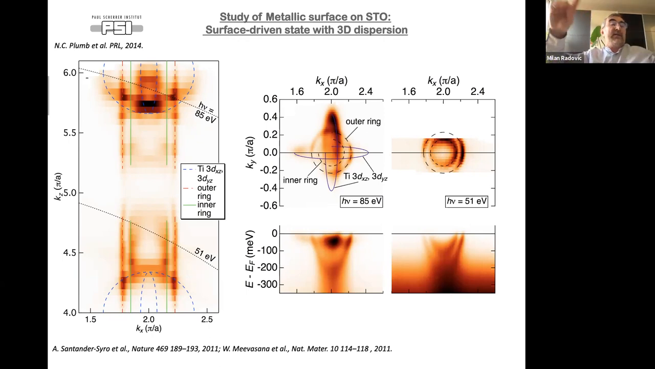Horizontal means in plane, out of the plane. We use in plane, the E vector to be in plane. So for the symmetry of the orbitals, for instance, for S orbitals, is it better to use circular? Yes, I think for S it's better to use circular. S is better circular, okay. That's very nice. Thank you. Because then you increase the intensity factor of something.